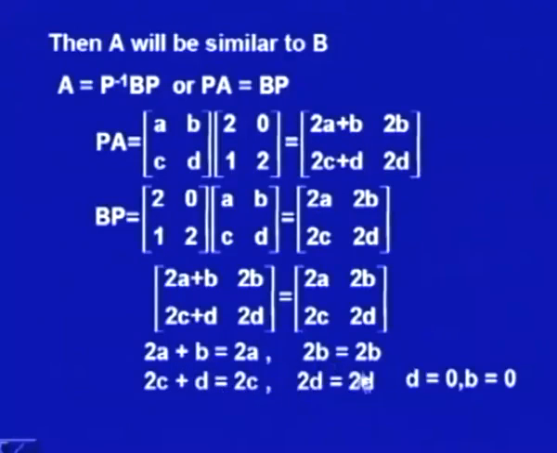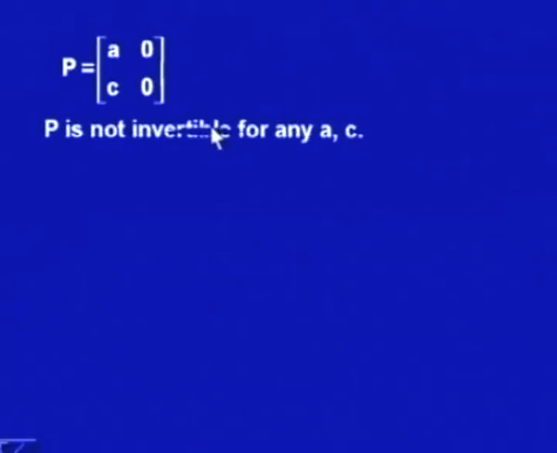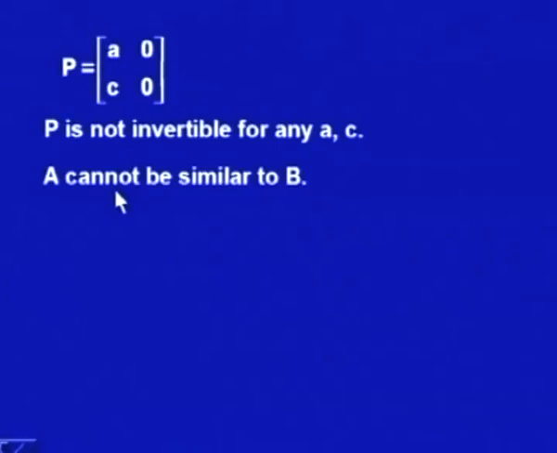Since from here these are identically satisfied, but from here and from this one can show that D is equal to 0 and B is equal to 0. That means the matrix P will be of the form A, C, 0, 0, and that simply means that determinant of P, whatever be the values of A and C, will be 0, and that proves that P is not invertible for any combination of A and C. And that means we cannot find a matrix P which is invertible such that A can be expressed as P inverse BP, or finally we can say that A cannot be similar to B.